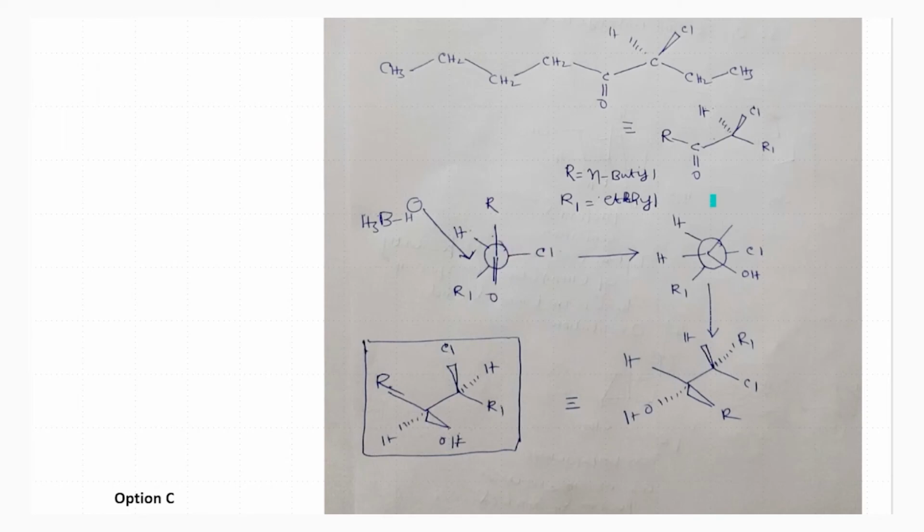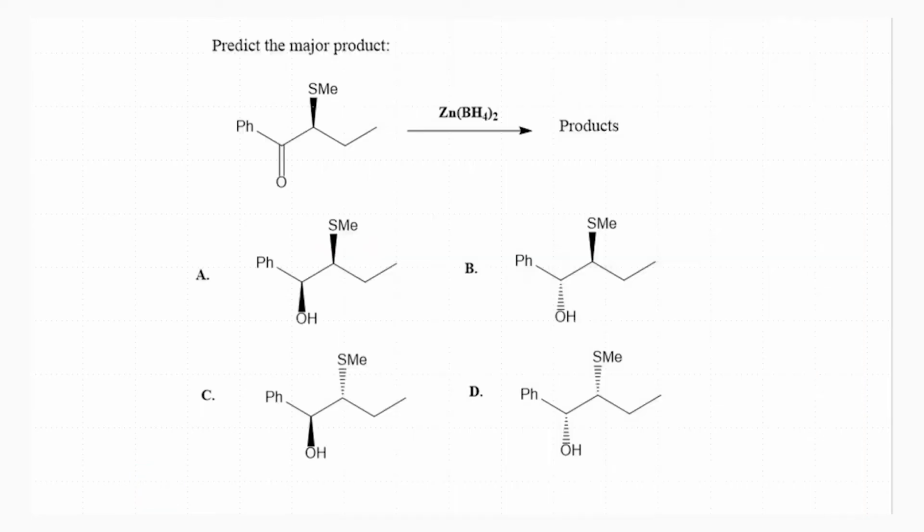So if you add it in this conformation, then the product that you get is shown here, and if I draw it out in the wedge form, it gives me this product, for which the correct option is C. In the next problem, we again have a borohydride based reduction reaction.